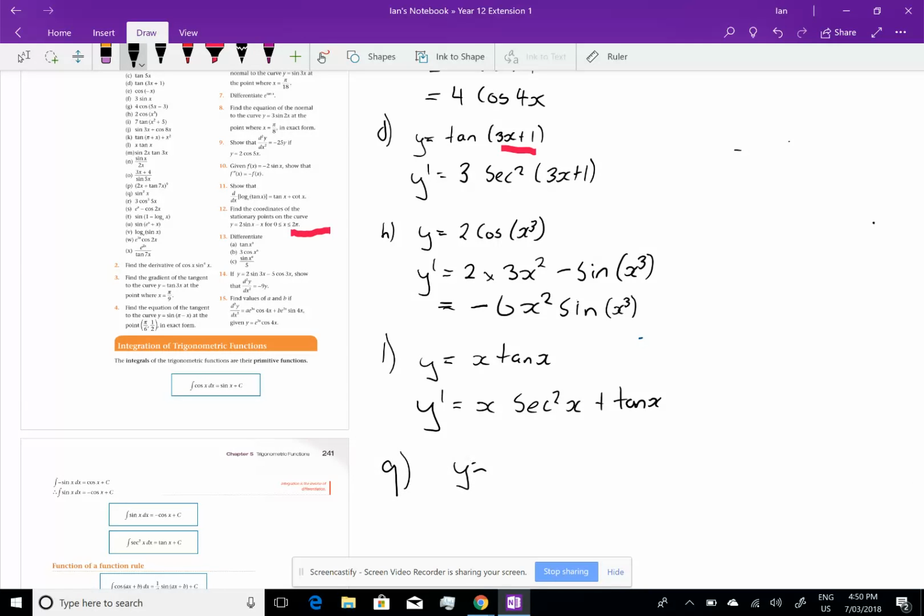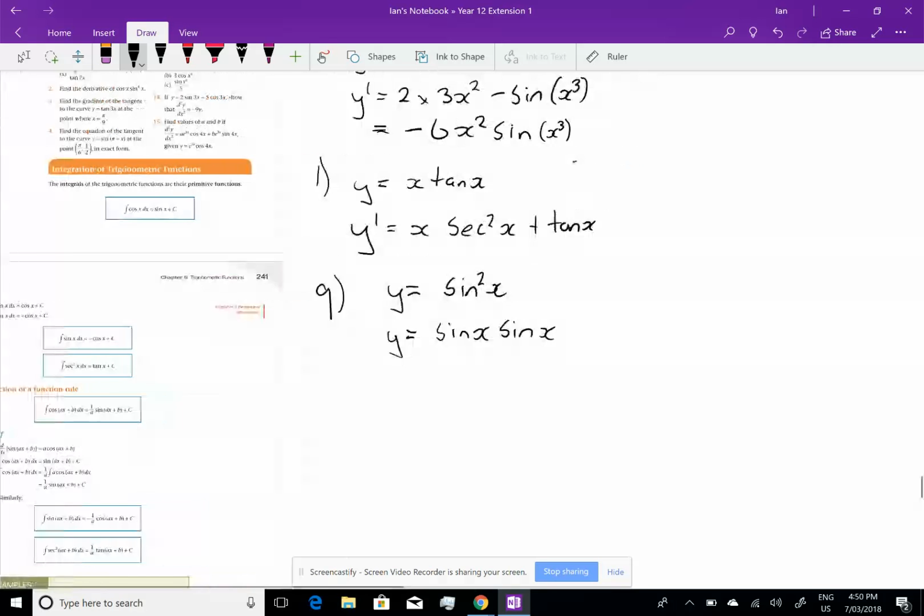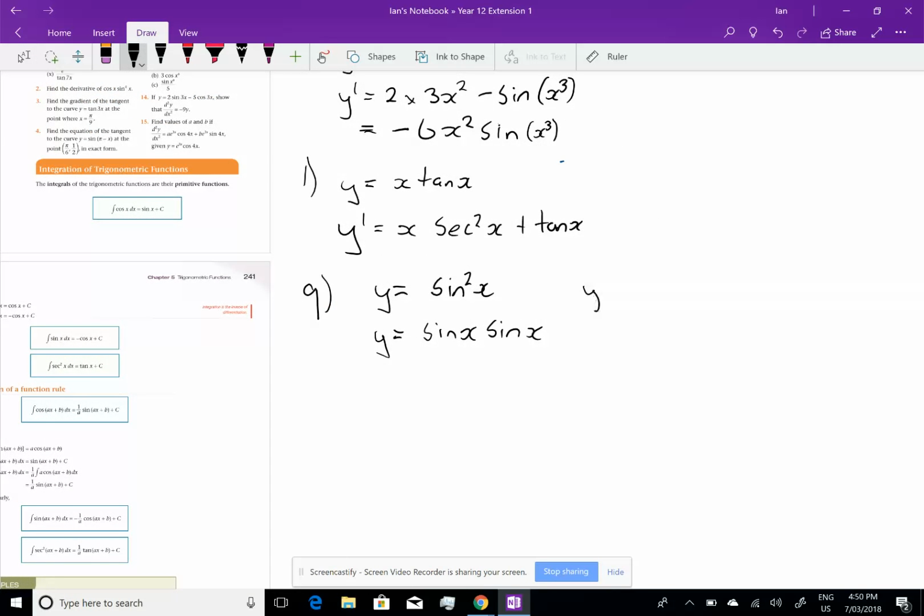So Q is y equals sine squared x. Well, there are two ways you can do this. You can write that as y equals, now that square is in a different spot, that means sine x times sine x, so you could use a product rule, or you could consider that this is y equals sine x all squared, and we can use a fat finger rule. I think it's going to be much easier to use a fat finger rule, so here we go.